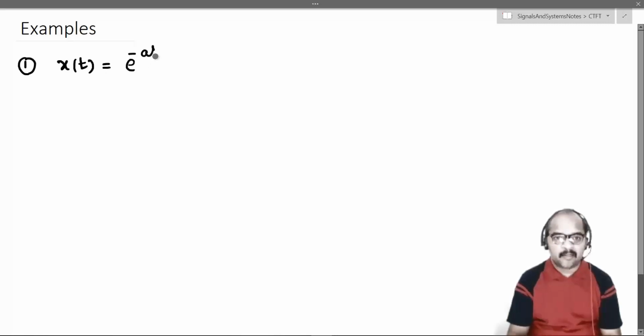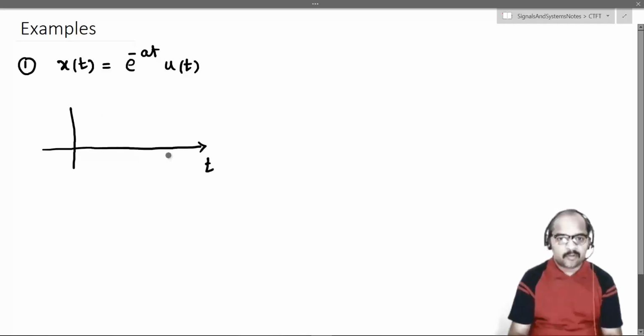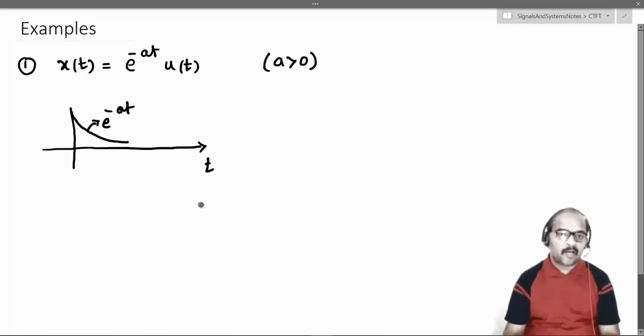e power minus at u of t. So we are interested in finding the Fourier transform of the signal. Okay, so if you try to plot this signal, note that we want to find the Fourier transform, so definitely x of t should be absolutely integrable, and hence how should the plot look? It should look like this. So for the plot to look like this, what should be the value of a? The value of a should be greater than 0. Okay, if the value of a is greater than 0, our signal x of t would be absolutely integrable.